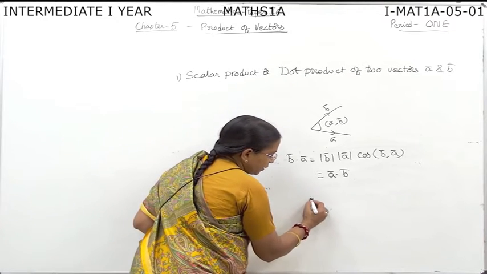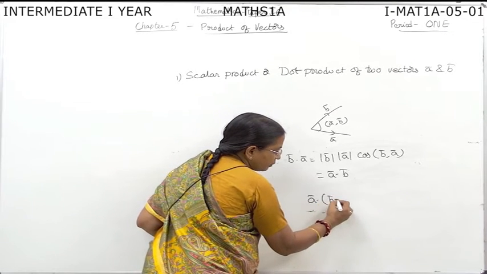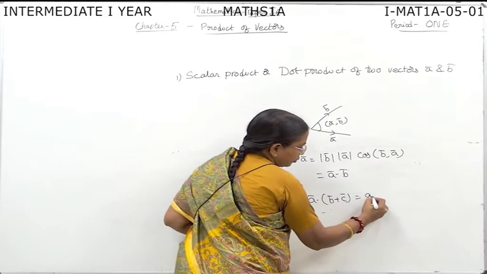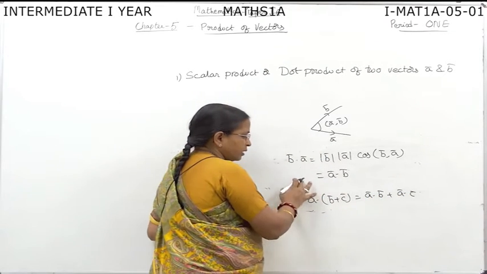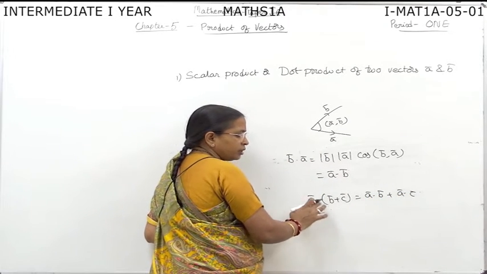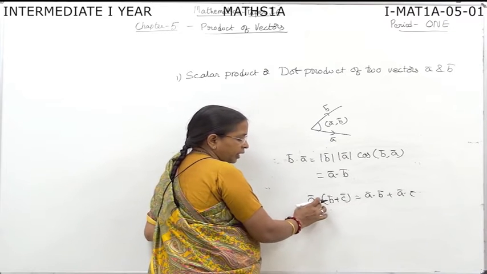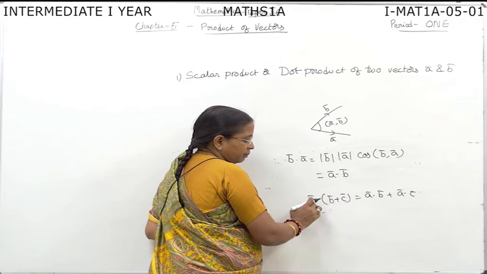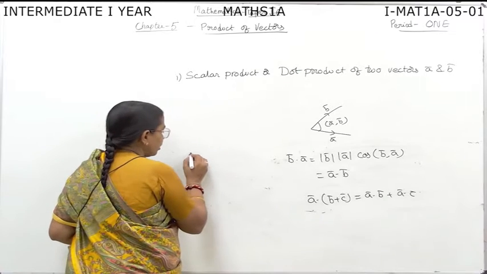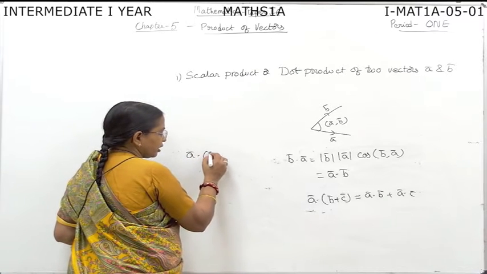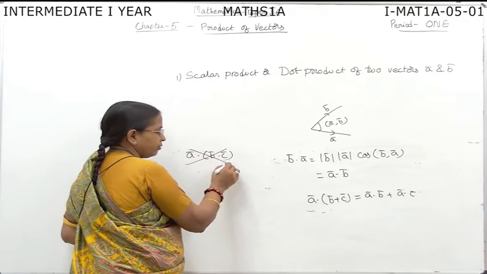Now the next property is A dot of B plus C is equal to A dot B plus A dot C. It is commutative and it is also distributive with respect to addition. So A dot B plus A dot C. These properties are very important. And then A dot of B dot C, like that, is not defined. This is not defined.